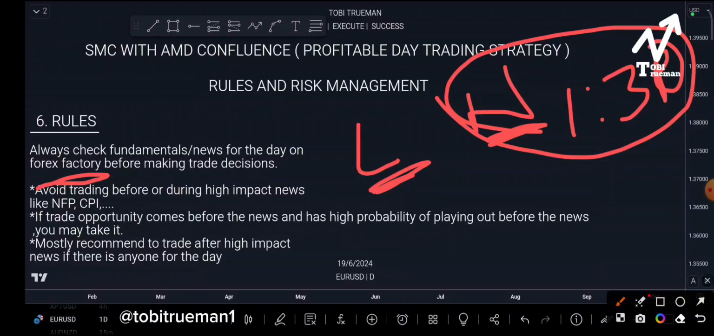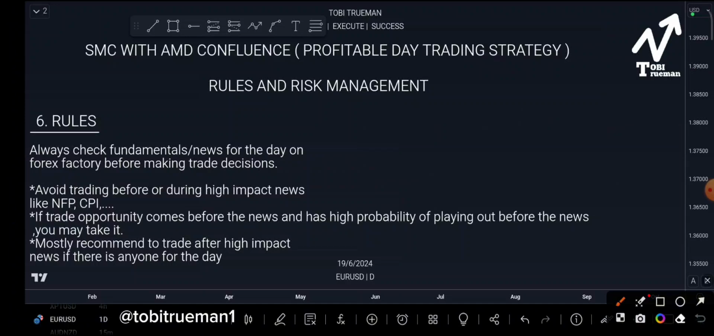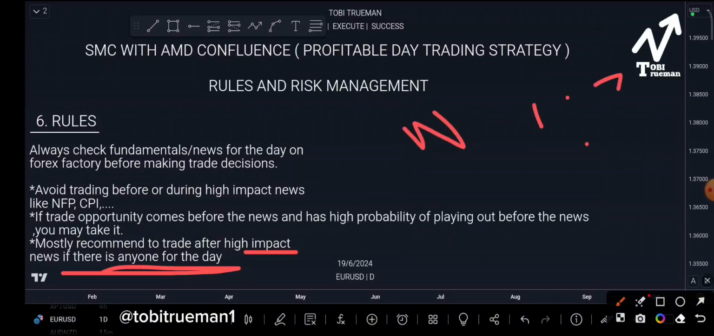Okay, now, it is most recommended to trade after high impact news if there is any for the day. If you see any opportunity to trade and that opportunity comes during the New York session, and there's news by 1:30, what you have to do is wait after that news, by 1:30 or 2 p.m. Just wait after the time of the news, then you can go back to the market and trade. But if you want to take any trade before the news, it is very dangerous because the news can just invalidate any of the trades you are taking. Those are high risk trades. It is not recommended.